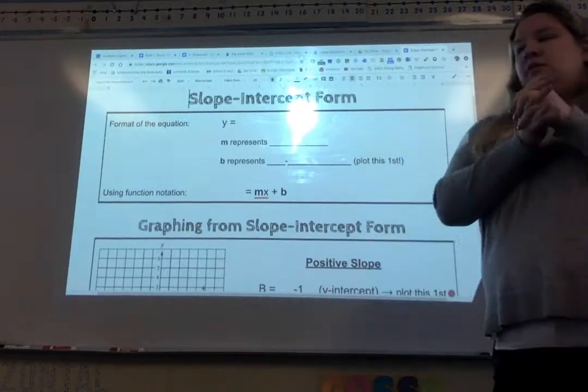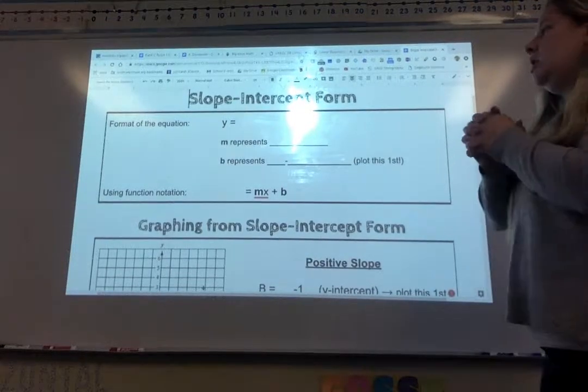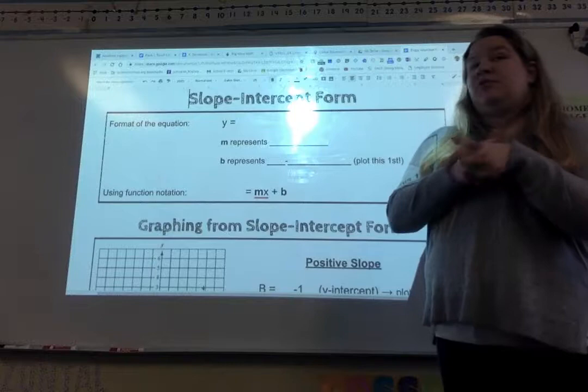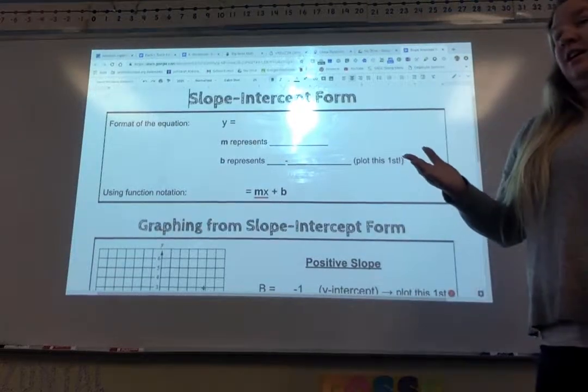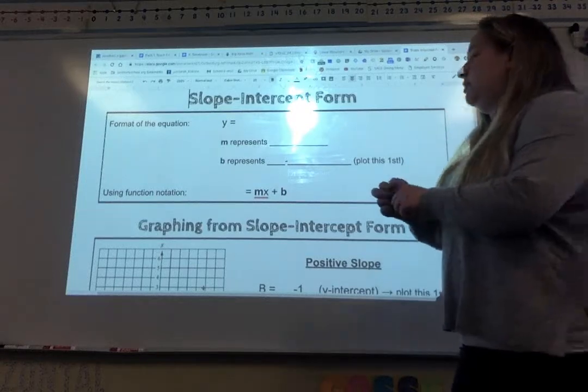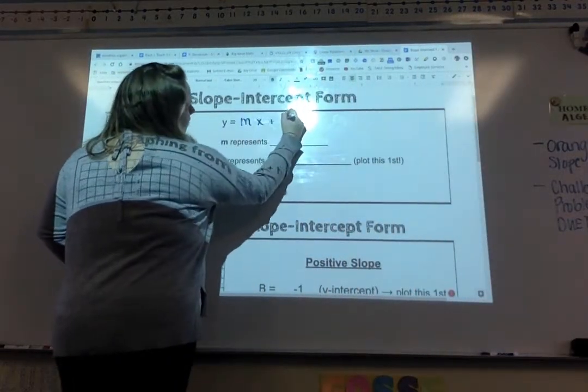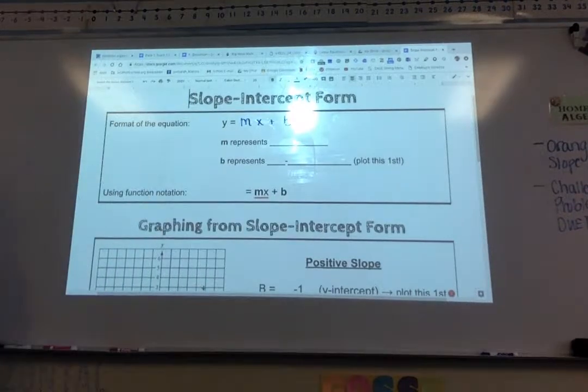Pierce has. Have you? Yes? Okay, great. So, does anyone know what slope-intercept form looks like? Yeah, mx plus b, okay? So, we have y equals mx plus b. So, please write that down.